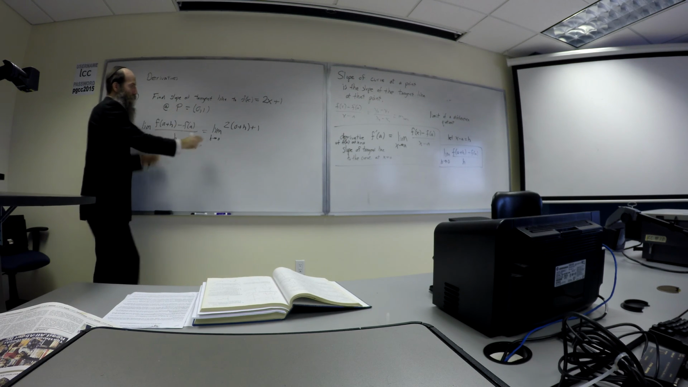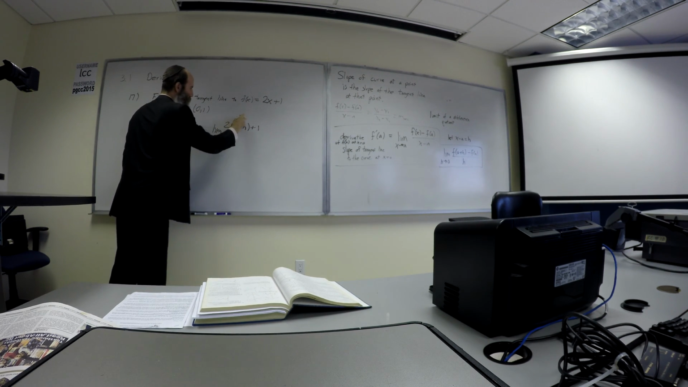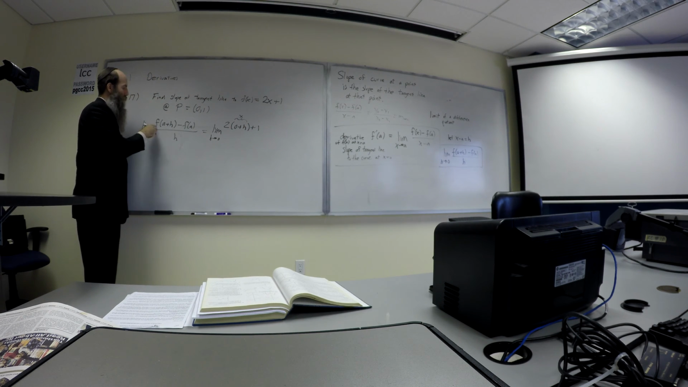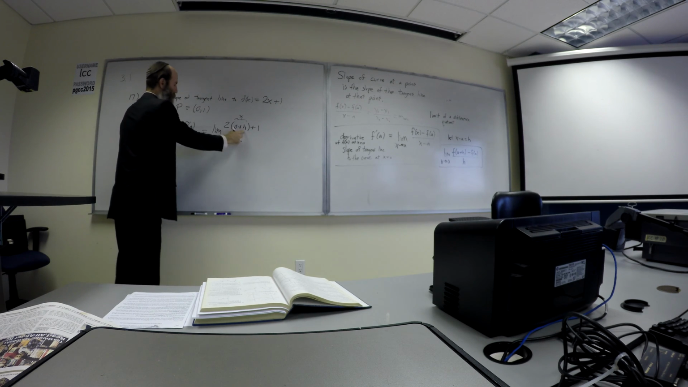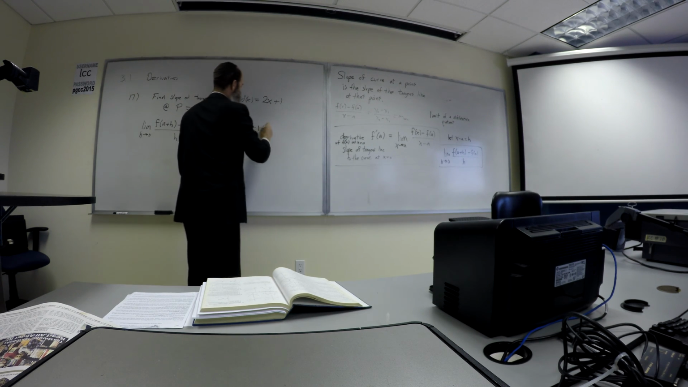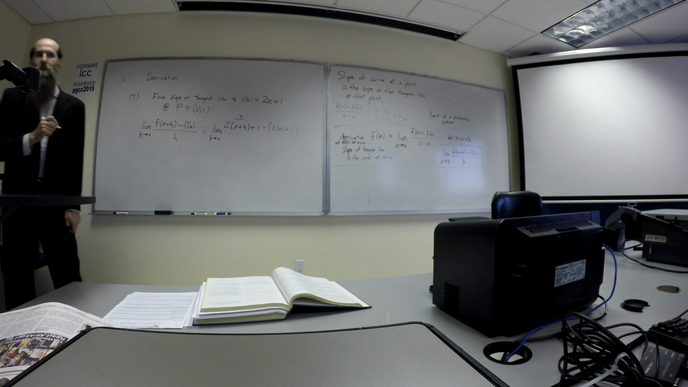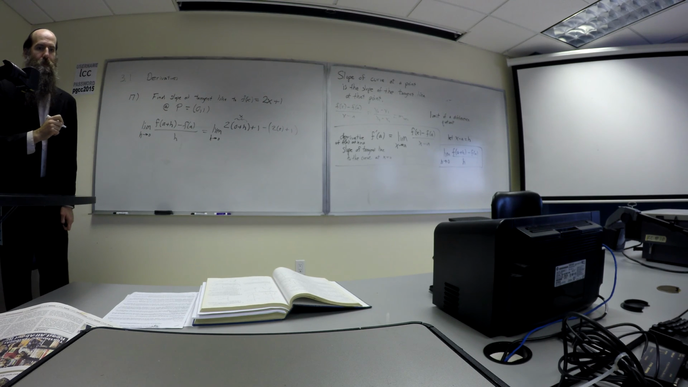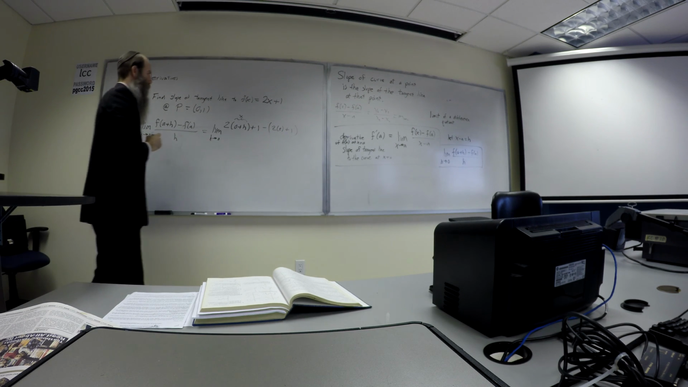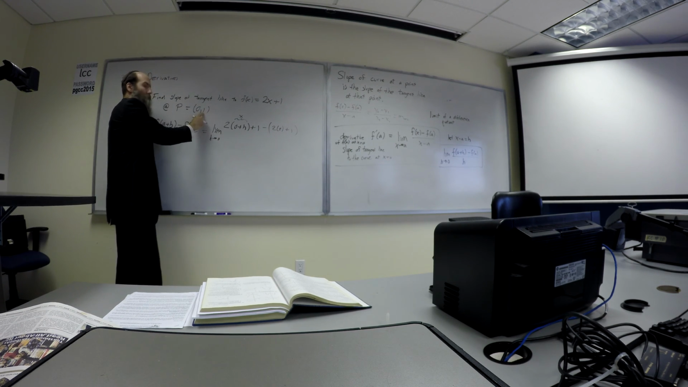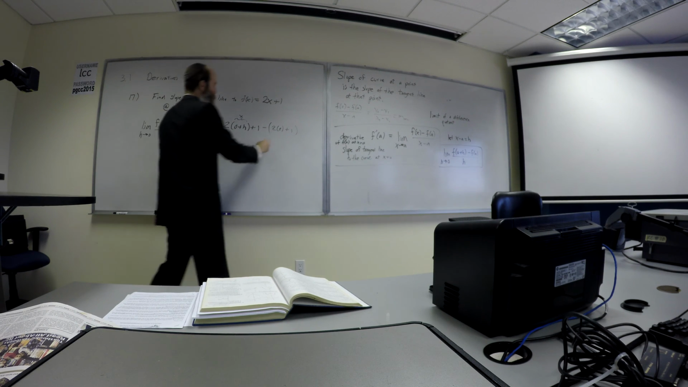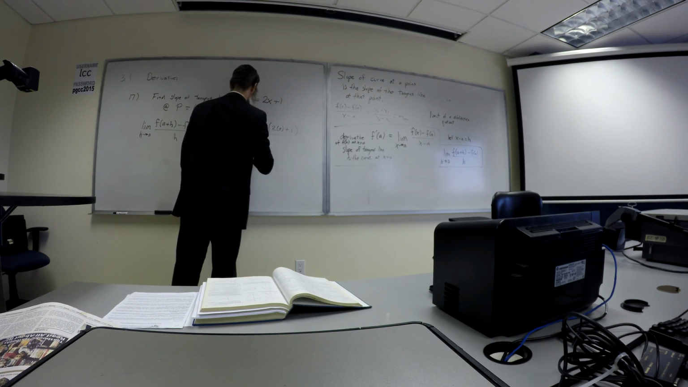Our function is 2x plus 1. That was x. I need to put in that function a plus h. Our a is 0, so 0 plus h goes in for x. Minus f of a, minus f of 0. So 2 times 0 plus 1, the value of the function at 0, which we already know is going to be 1. It gave us that value right there, 0, 1. All right, divided by h.